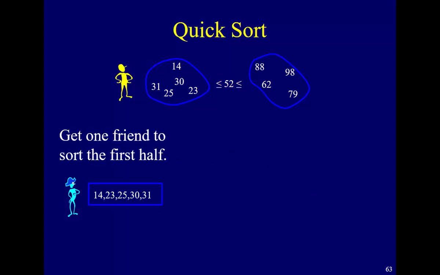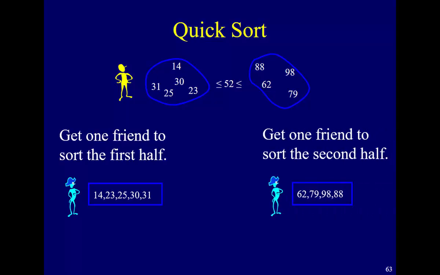All right, so then what does the first friend do? First friend sorts the first half. The second friend sorts the second half, right? Yeah? No. We're going to get into that. It's a randomly selected item. All right?